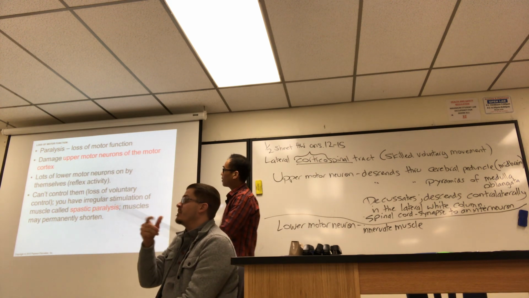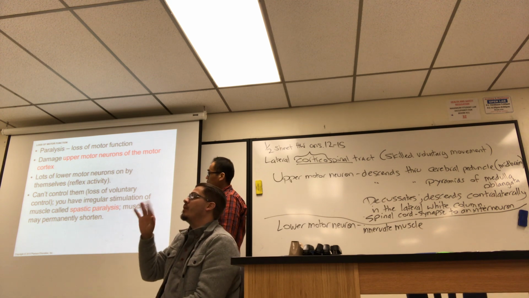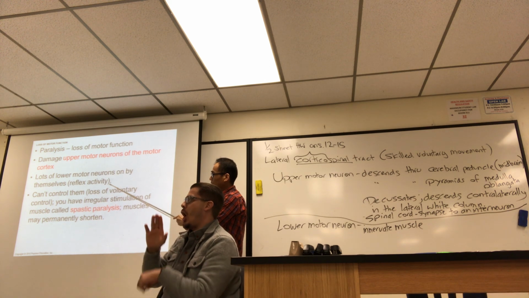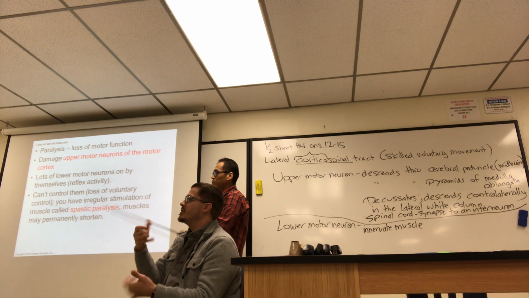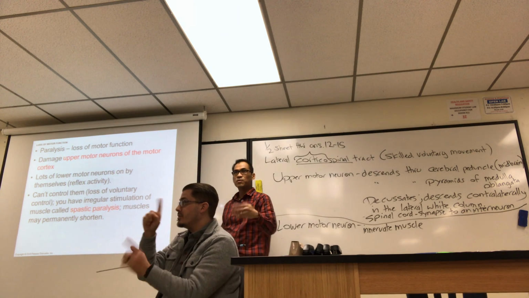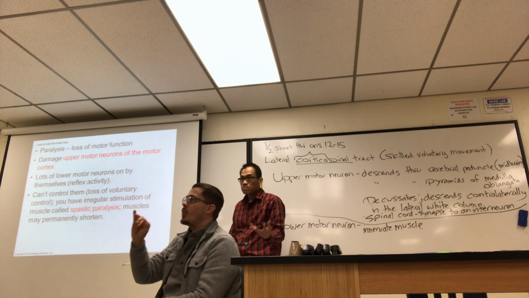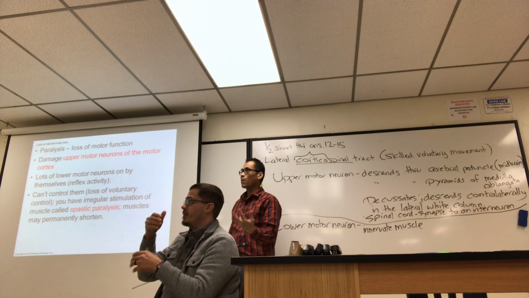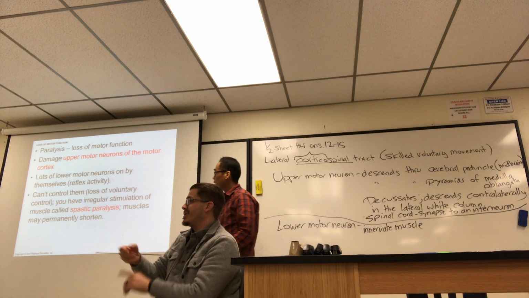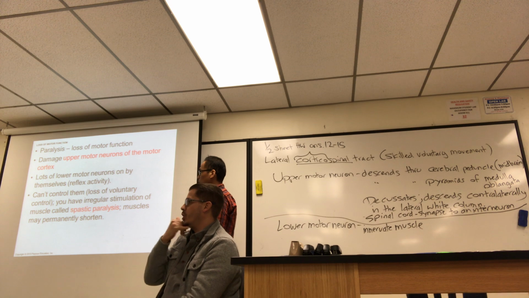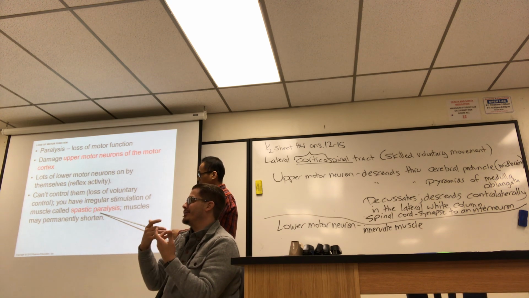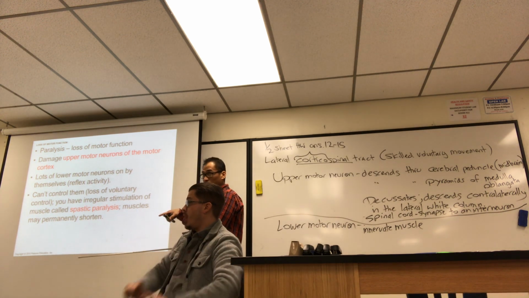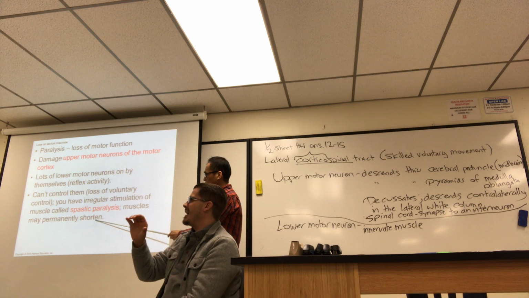And damage of the upper motor neurons may present differently. You have lots of lower motor neurons, they're on by themselves, so reflex activity should still be there. That's one of the things the doctor always tests for, right? The knee-jerk thing. If you have reflexes, the lower motor neuron is intact. But if the person can't wiggle their toes, the upper motor neurons, there's something wrong there. So you can't control them. You have loss of voluntary control. You may have what's called a spastic paralysis. If the upper ones don't work, but the lower ones do, that constant spastic paralysis may make the muscles permanently shortened.